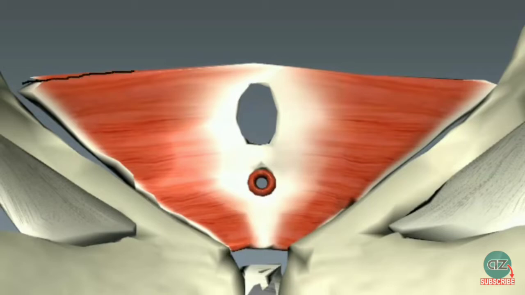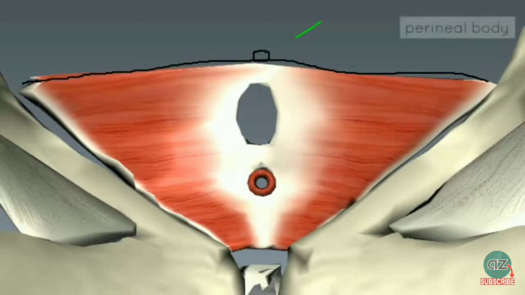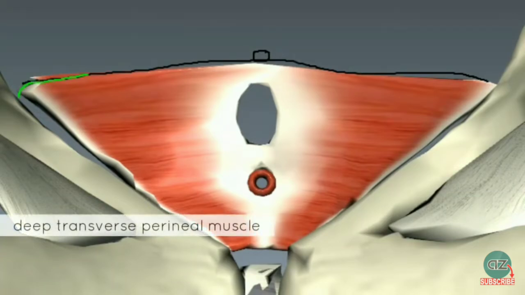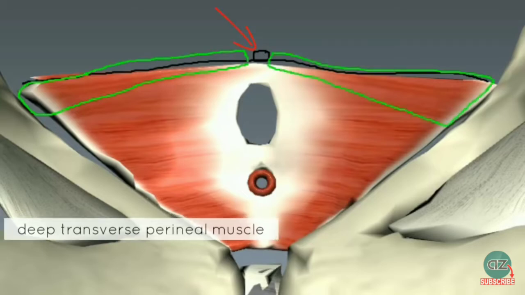So we've got this free border of the perineal membrane at the posterior aspect, and in the midline we've got this little body called the perineal body, which is a fibromuscular connective tissue node which connects the structures of the perineum to the pelvic cavity above, the pelvic floor above. So the first muscle that we have is this deep transverse perineal muscle. So it attaches laterally on the ischiopubic ramus, and it inserts onto this perineal body in the midline. So that's the deep transverse perineal muscle.